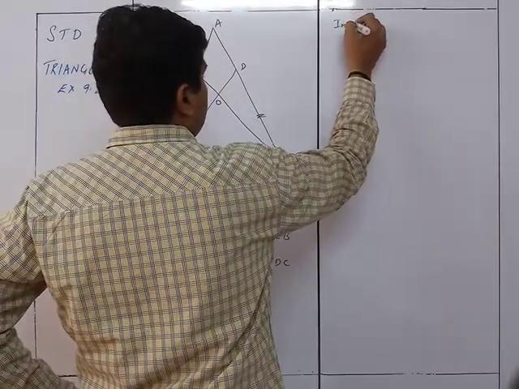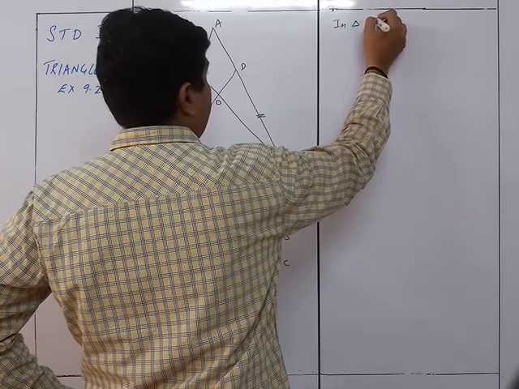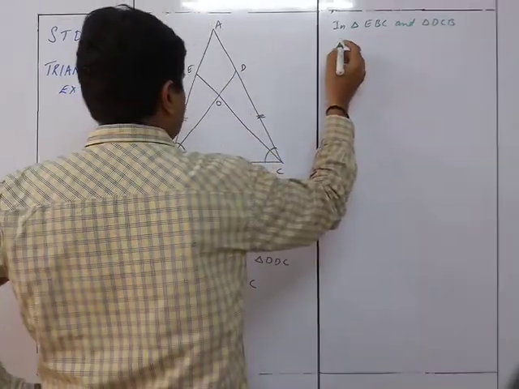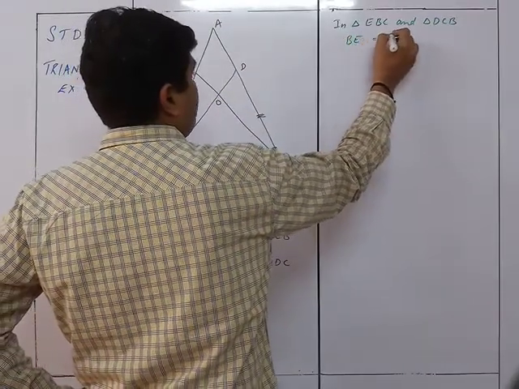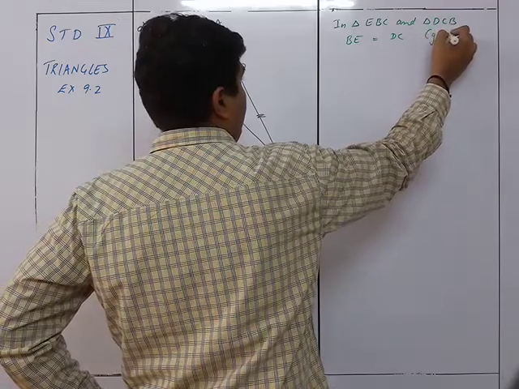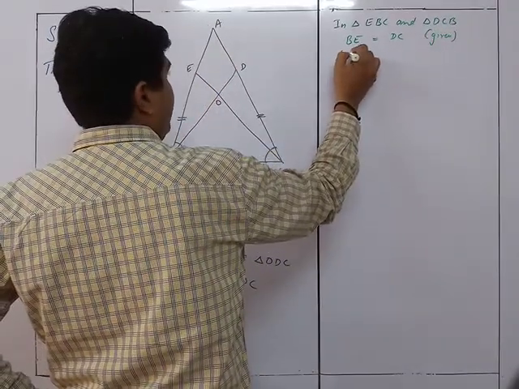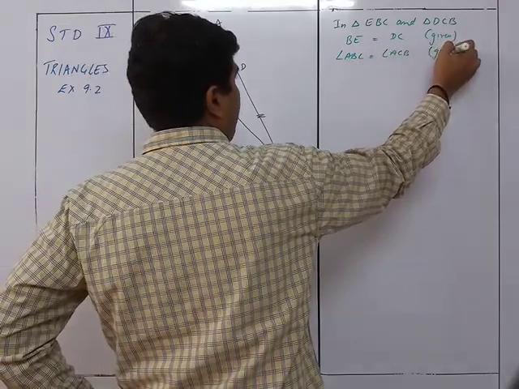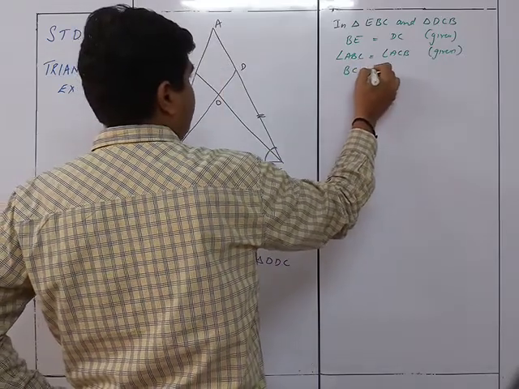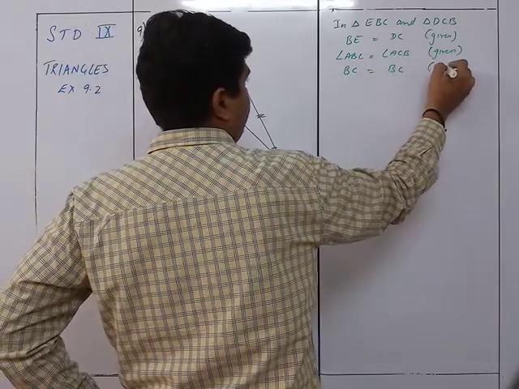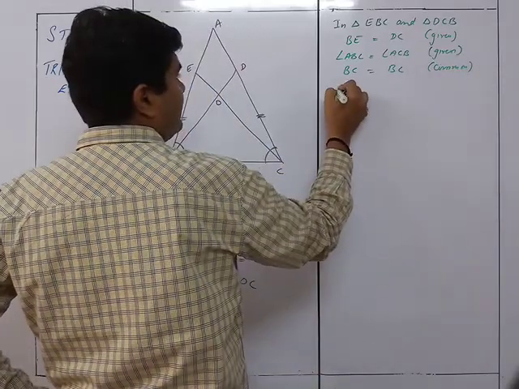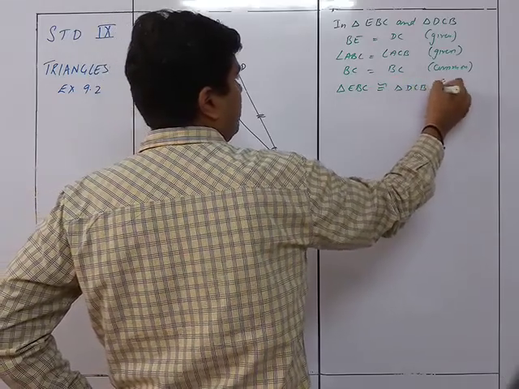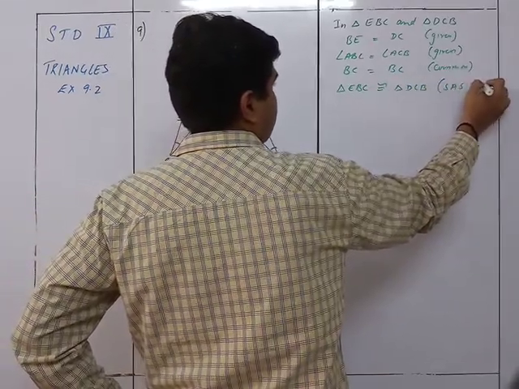In triangle EBC and triangle DCB, BE is equal to DC, given. Angle ABC is equal to angle ACB, given. BC is equal to BC, common. Therefore, triangle EBC is congruent to triangle DCB by SAS test.